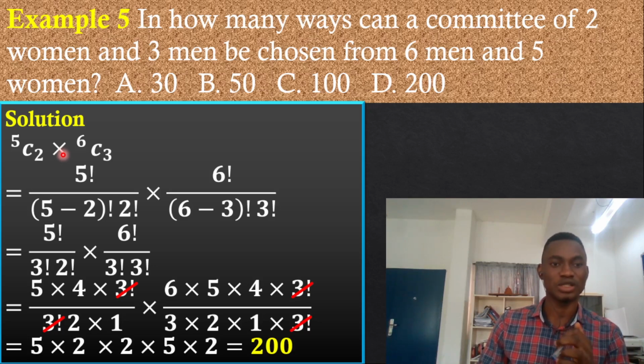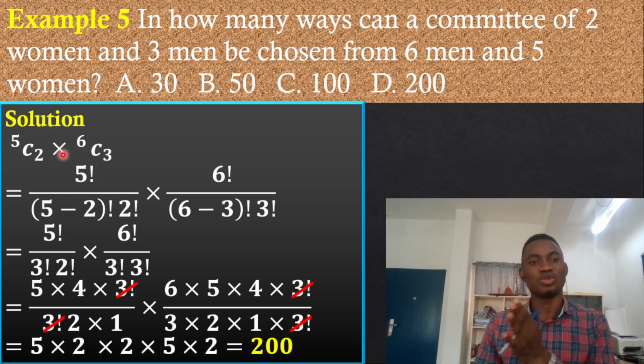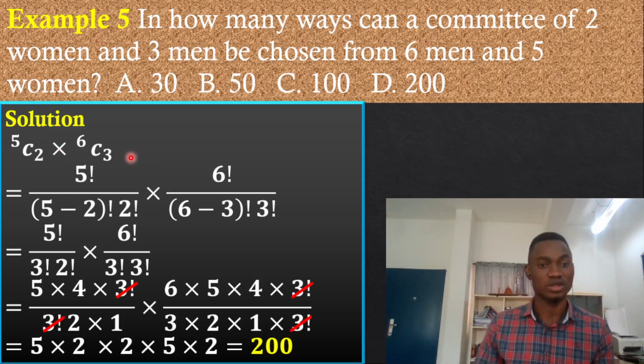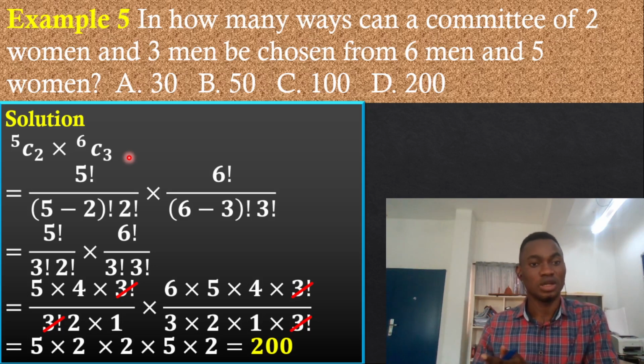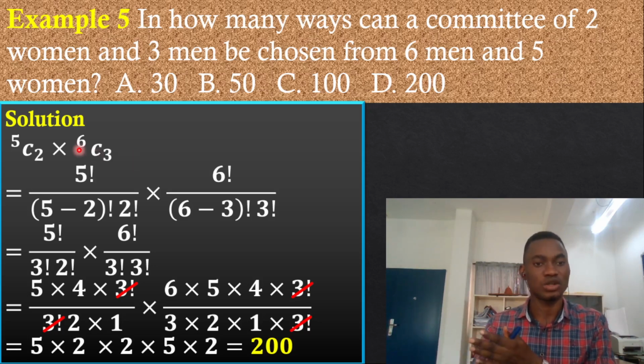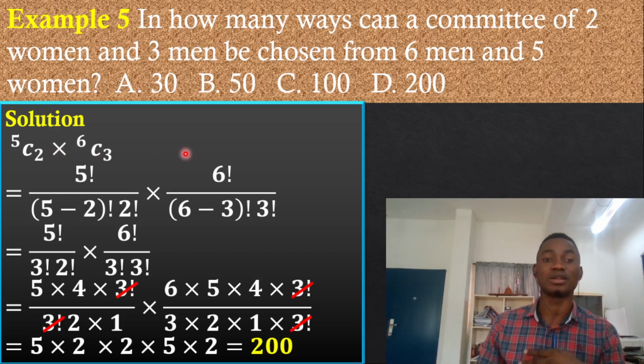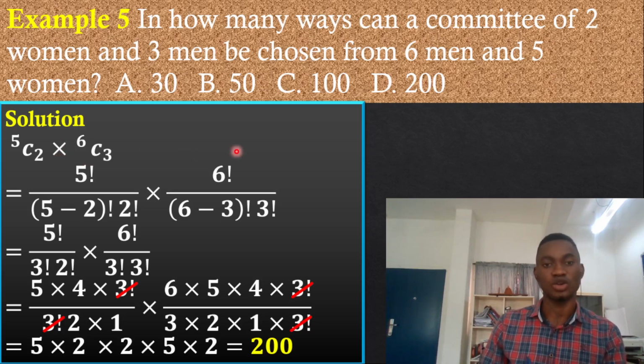The selection process is independent. We have 5 women and 6 men, so you are selecting two women and also selecting 3 men from the men to form a committee of 5 persons. So you are doing this independently, so you can actually use multiplication. So you have to think more and write less. That is what happens in permutations and combinations.